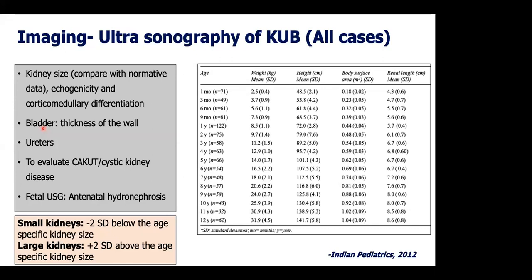We look at the ureters for whether they are dilated or not. It is tough to identify dilated ureters in ultrasonography, but in a high resolution ultrasonography it is quite possible, and to also evaluate for anomalies of the kidney and the urinary tract. Even in the antenatal period, we do a fetal USG to identify antenatal hydronephrosis. Small kidneys are those below 2 standard deviations below the age cutoffs, and large kidneys are plus 2 standard deviations above the age specific kidney sizes.